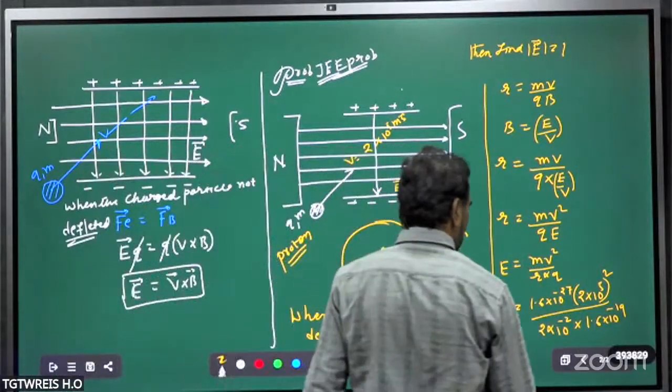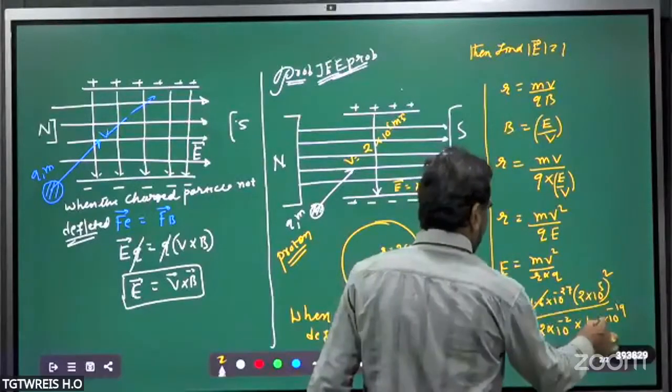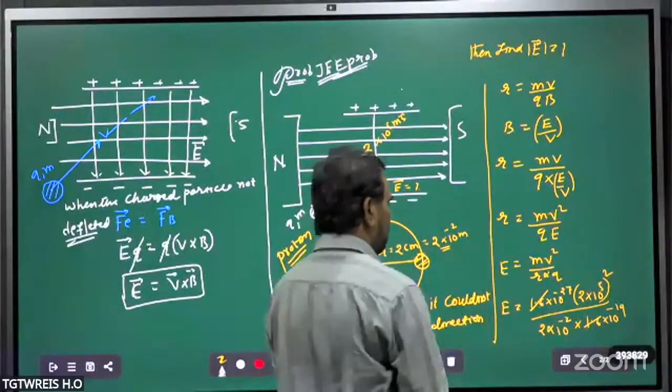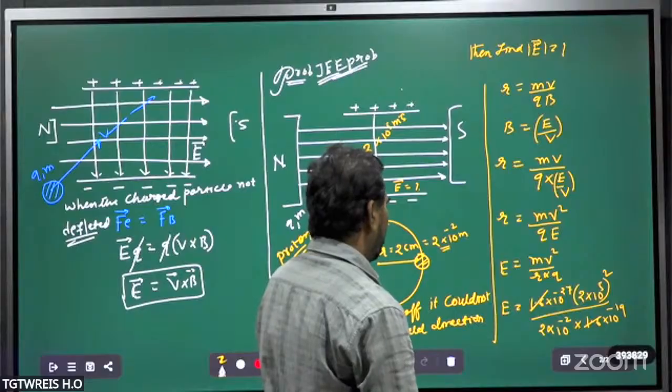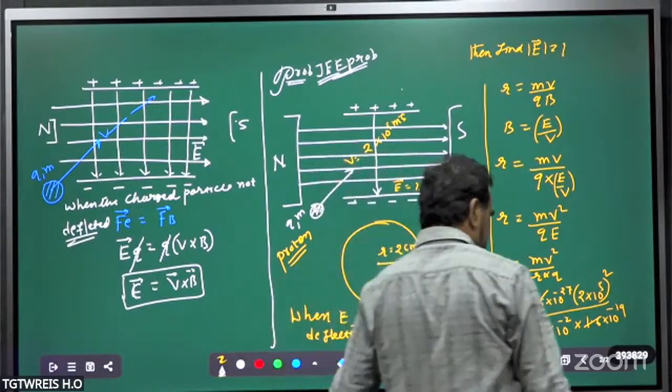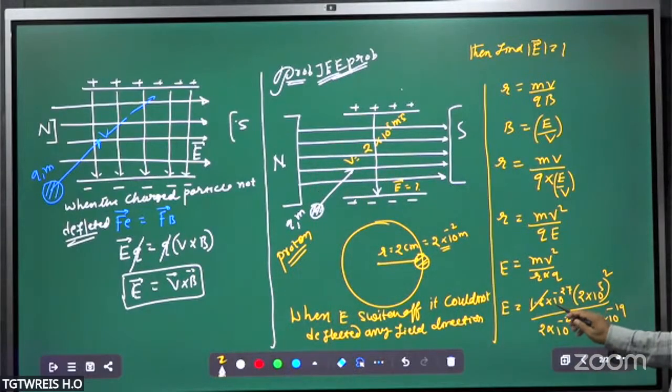What gets cancelled out? See here, 1.6 gets cancelled out. Okay, and this is what I am writing. See here, E is equal to 10 to the power of minus 27 over 10 to the power of minus 19, which gets cancelled out, so the remaining is 10 to the power of minus 27 over 10 to the power of minus 19.